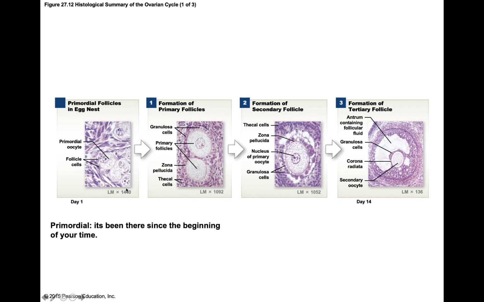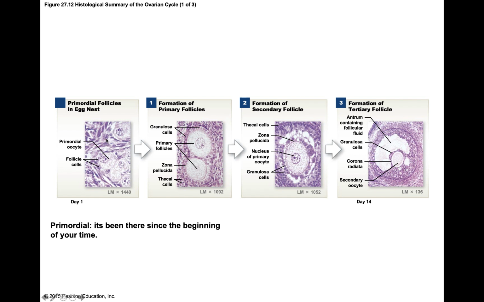So far what we know is that there are two phases. There is the follicular phase, or pre-ovulation phase, and then there is the post-ovulation phase. So on this picture, you can see primordial oocytes. Primordial means they've been there since the beginning of your time, so before birth. These primordial oocytes are surrounded by follicle cells, which are secretory glands. They're going to release hormones. And that's day 1 here. So we're going to move from day 1 to day 28.